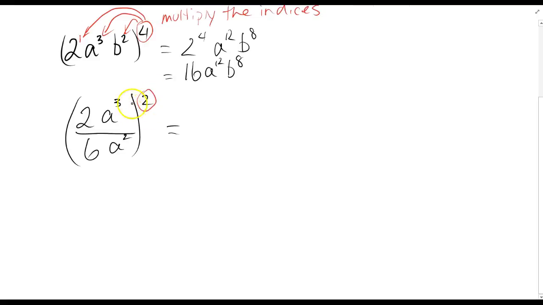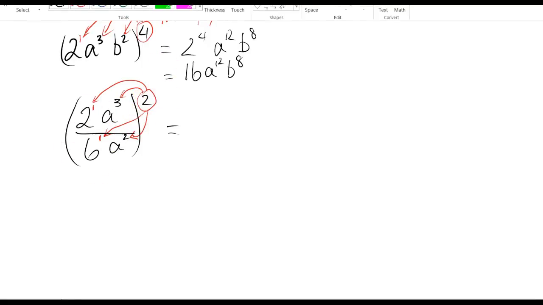So again, this 2 needs to multiply by all the indices, so there's going to be a power of 1 there. So that's on the top, but it also has to do that on the bottom. So I'm going to multiply by the 2 down here, and there's a power of 1 on that 6, so I'm also going to multiply by that. So that power applies to everything inside the brackets. Very similar thinking to when we expand brackets in algebra. So let's go ahead and apply that.